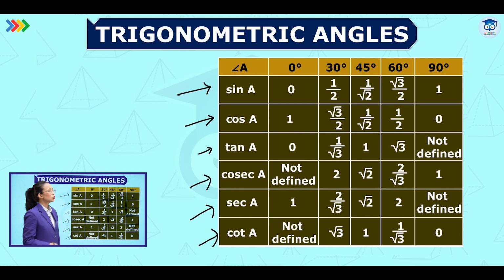Like this we have. So this table is very important. With this, we can calculate. Suppose you know one angle and one side, you can calculate the remaining sides also using the trigonometrical ratios. That we are going to learn in the coming slide.